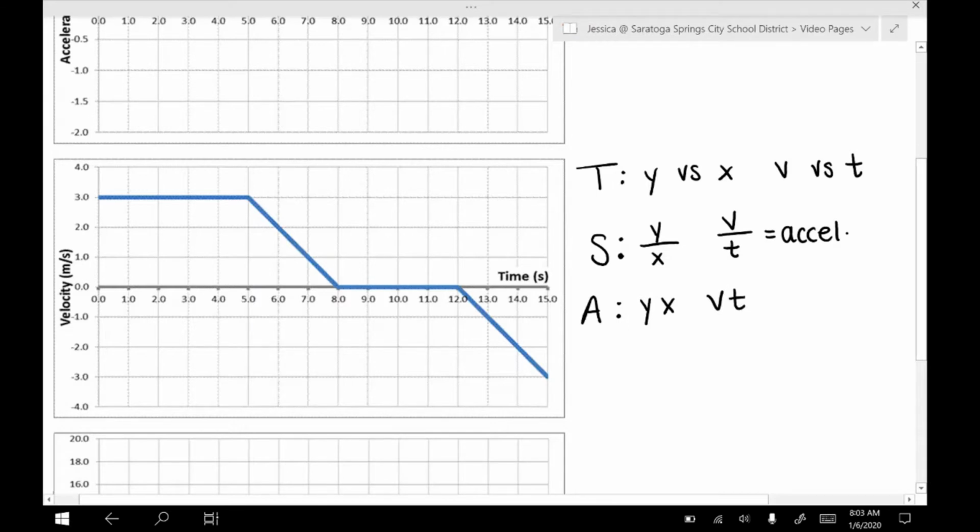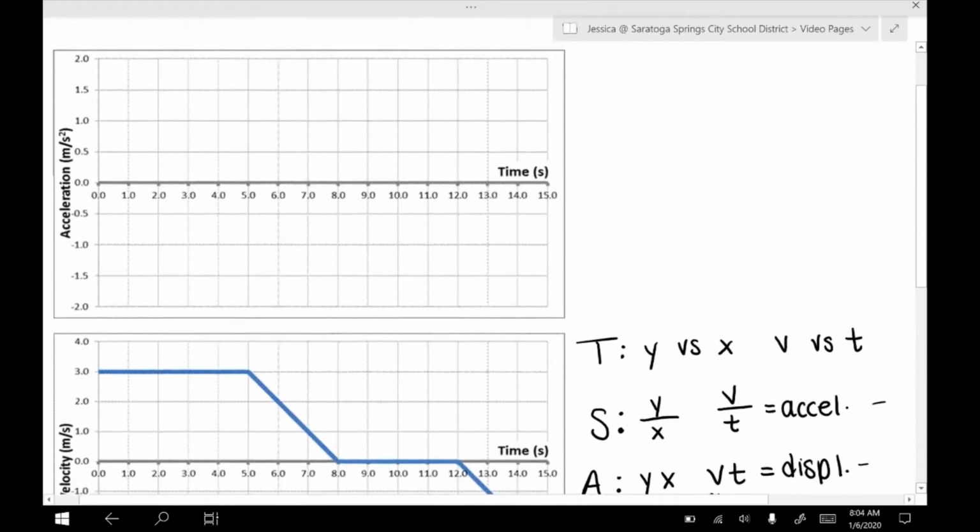Now it's not immediately obvious what velocity times time is, so let's take a look at the units. A meter per second times a second. If we put that second over 1, we see that the seconds end up canceling and we're left with a meter. So that must mean that the area, or the velocity times time, gives us information about the displacement. So we can use the slope and the area to help us fill in the other two graphs.